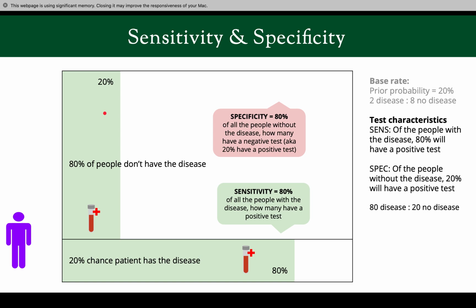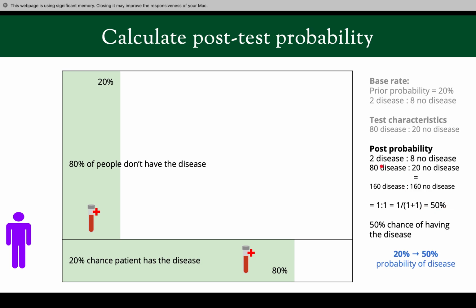And now we have to ask ourselves, what is the probability that our person has the disease given this test, right? So we have 80% of the people with the disease having a positive test, and 20% of the people without the disease are going to have a positive test. So now let's put that together, right? We said that our pretest probability was 2 people with the disease for every 8 without the disease. And then our sensitivity and specificity gave us that there are 80 positive tests in people with the disease for every 20 positive tests in patients who don't have the disease, right?